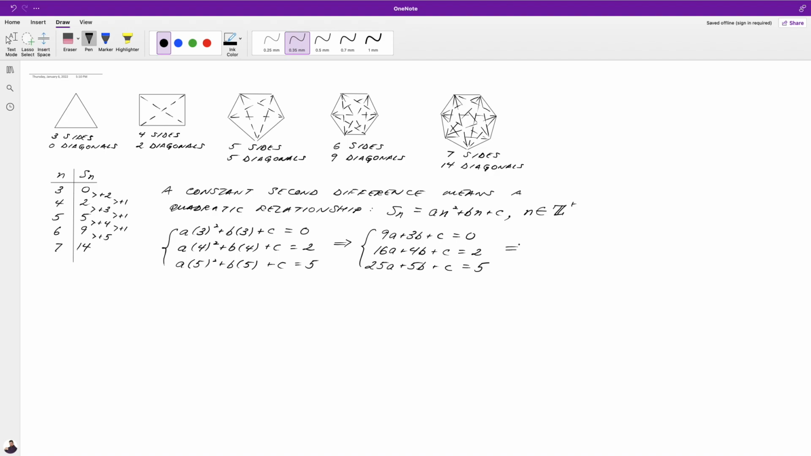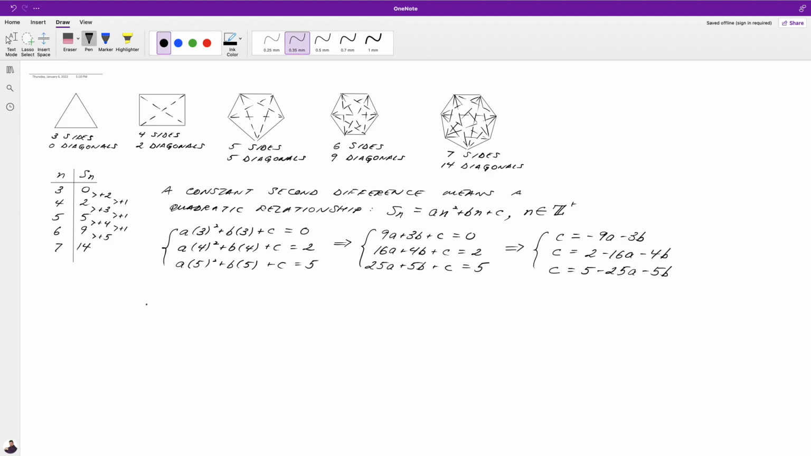Okay, so let's solve each of these for c. The top equation: c is going to be equal to negative 9a minus 3b. Middle equation: c is going to be equal to 2 minus 16a minus 4b. And lower equation: c is going to be equal to 5 minus 25a minus 5b. Quickly checking that, making sure we haven't committed any careless mistakes. No, we have not.